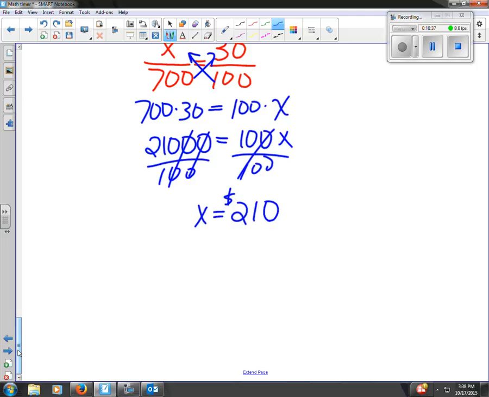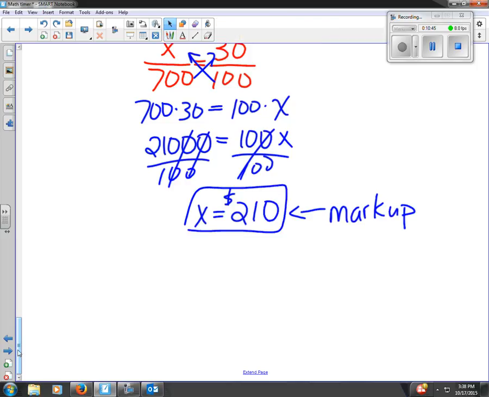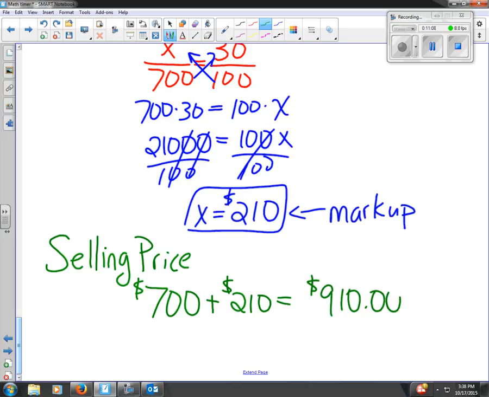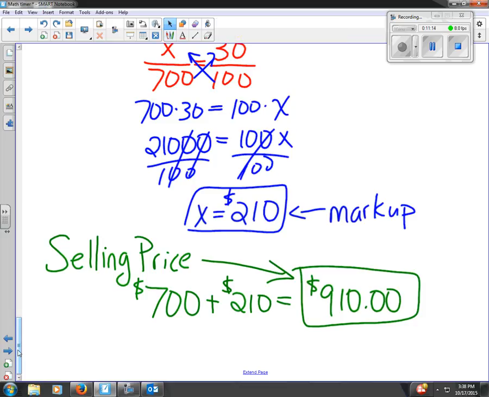That is not your selling price. That's the markup. Here's the tricky part you want to pay attention to. That's the markup, so we're not done yet. We need to find the selling price. Well, the selling price is you take the original price of $700 and you add the markup of $210, and that gives you $910. That is your selling price.